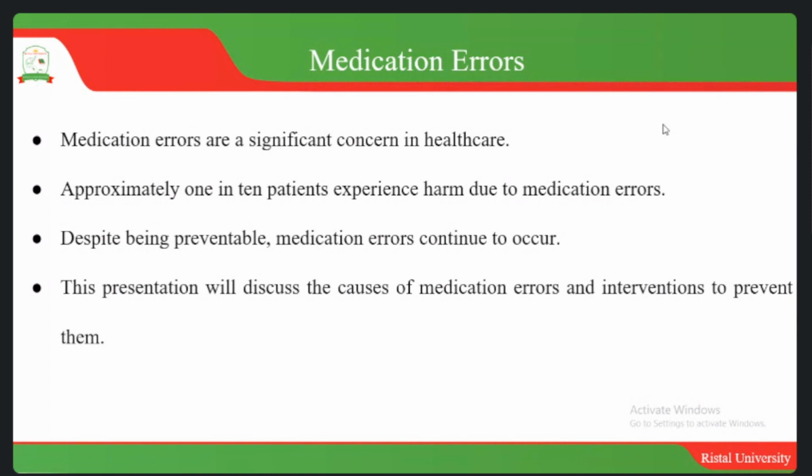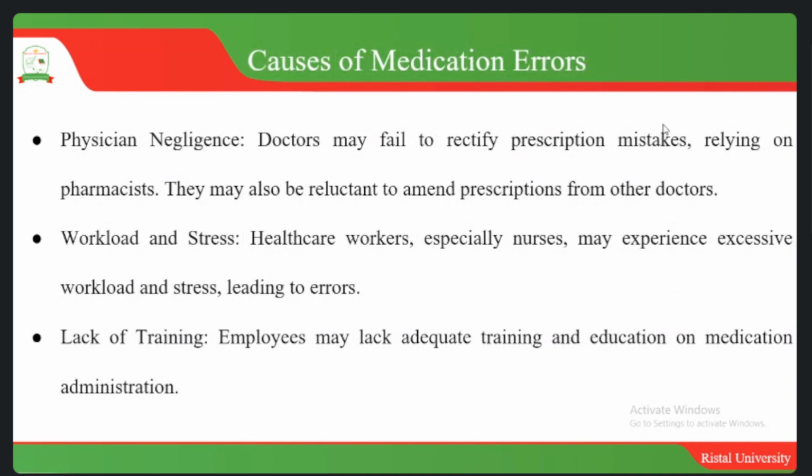These causes can help us even to identify the interventions in relation to the causes. So each one of us should have an idea of what could happen in our facilities that can lead us to have these medication errors, and also try to figure out how we can intervene in order to prevent these medication errors. So the causes of medication errors are physician negligence. Doctors may fail to rectify prescription mistakes, relying on the pharmacist. They may also be reluctant to amend prescriptions from other doctors.